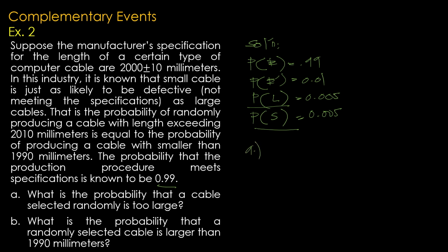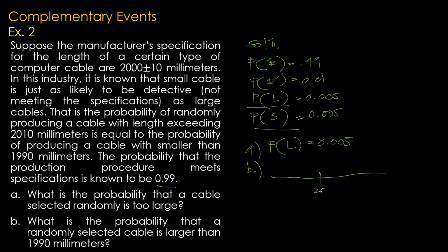So the question for letter A is, what is the probability that a cable selected randomly is too large? The probability of selecting a cable that is too large is equal to 0.05, or that is 0.5%. And for letter B, the question is, what is the probability that a randomly selected cable is larger than 1990 millimeters? If we plot this on a number line, it looks like this.